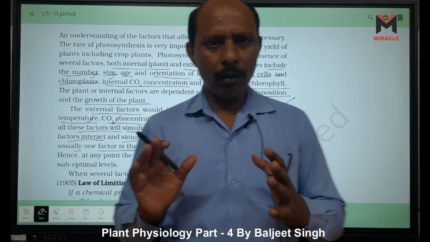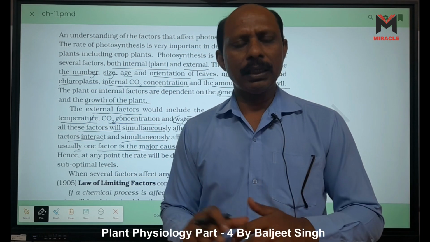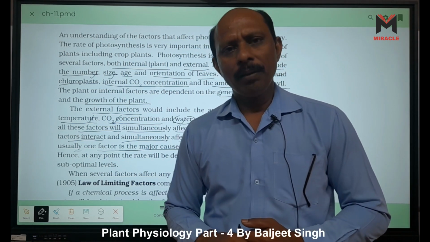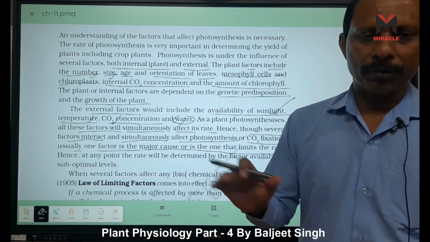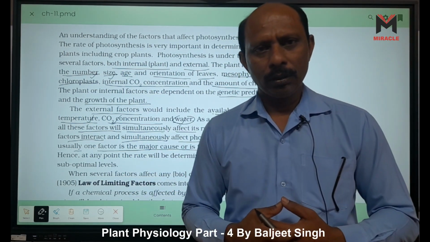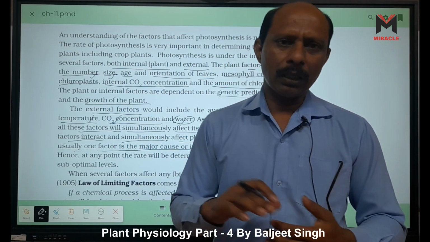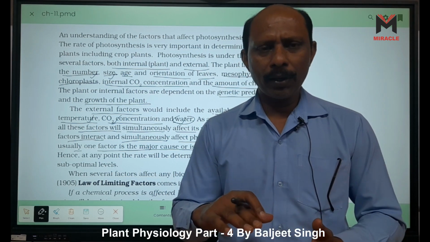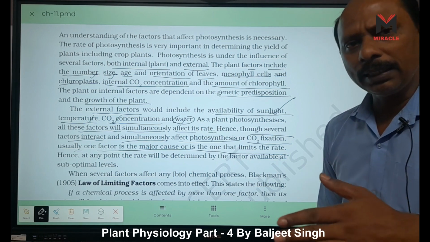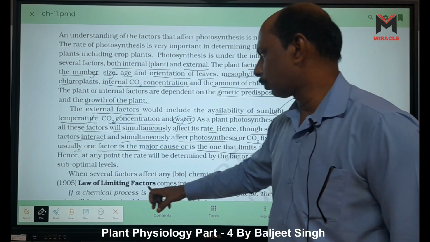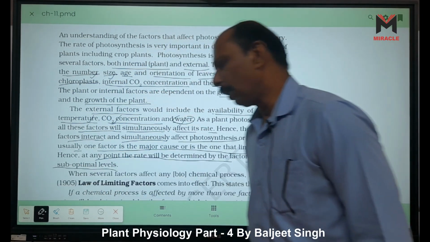Suppose that we have a sufficient amount of water, chlorophyll is also there, sunlight is also present, but in the absence of carbon dioxide, what happens? When carbon dioxide finishes, what happens? Formation of glucose is stopped. When we provide carbon dioxide, then this reaction starts. So which one is limited? Which one becomes the limiting factor? It becomes carbon dioxide, the limiting factor, because in the absence of carbon dioxide, this cycle is stopped, right? So which one is limiting? The one in its minimum range, right? That is given here also. Hence, at any point, the rate will be determined by the factor available at suboptimum level, right?